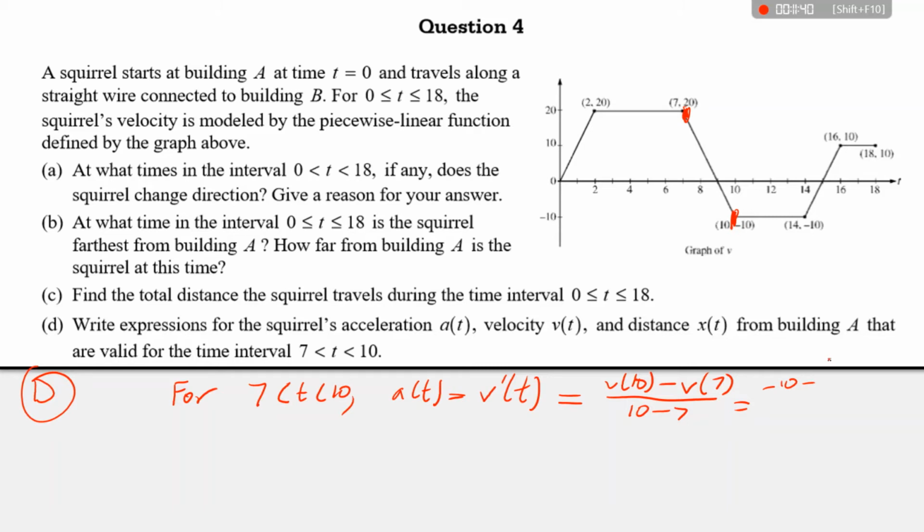Okay. Minus 20 over 3, so minus 10. Okay, so that's acceleration.